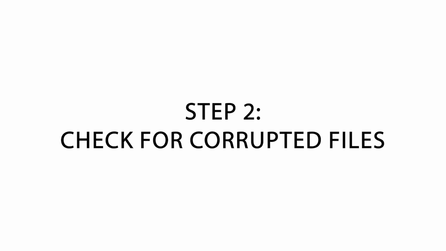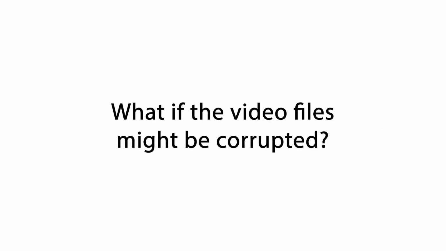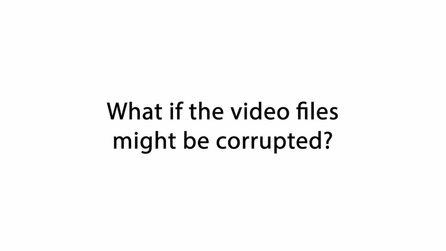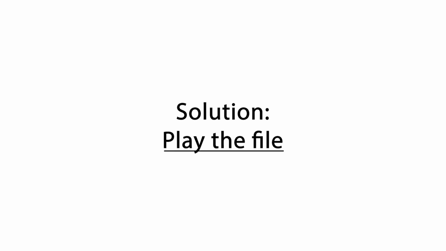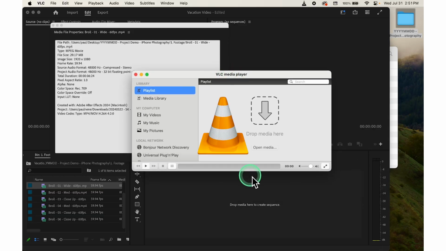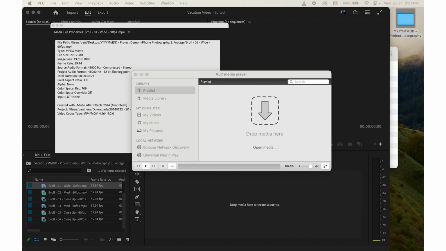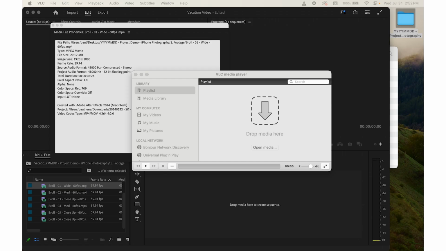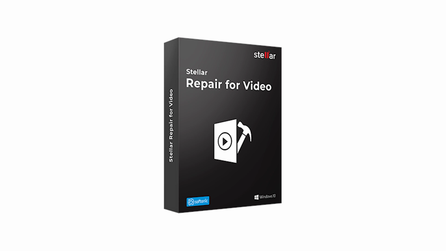Step number 2, check for corrupted files. Now, what if the video files might be corrupted? Solution, play the file. Try playing the file in a media player like VLC Media Player to ensure it works correctly. Next is to repair the file. If necessary, if the file is corrupted, you might need to use a video repair tool. There are several available online, like Stellar Repair for Video.